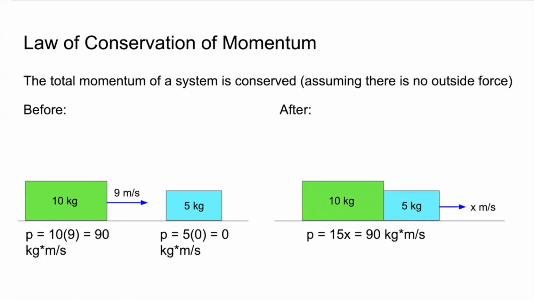Afterward, let's suppose that the two blocks stick together once they collide. This is called an inelastic collision. In this case, the momentum is equal to the total mass of the blocks, which is 15, times the velocity, which we're going to denote as x. And it's equal to the total momentum before, which is 90. And now you can solve for x to get that it is 6. So the two blocks travel rightward at a velocity of 6 meters per second after they collide.